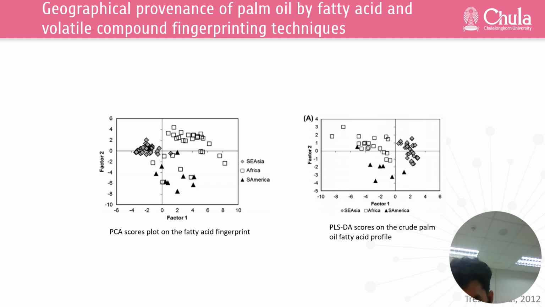First, for the fatty acid fingerprint, they did the experiment to get the fatty acid composition of the samples, and from the result they did the PCA, and the PCA scores plot shows a good result here. So they continued to partial least squares discriminant analysis, which is a supervised chemometrics algorithm, and as we can see here, it shows a good cluster between the three regions.